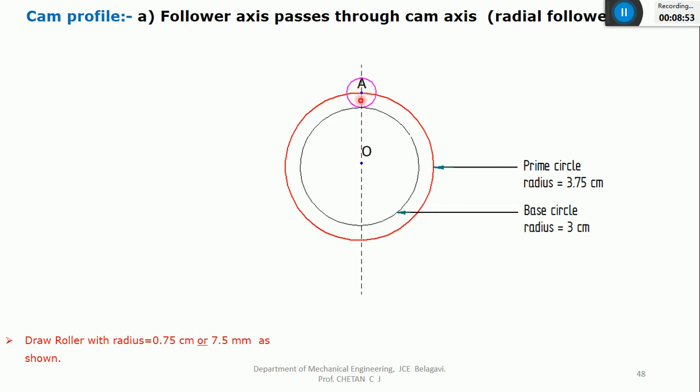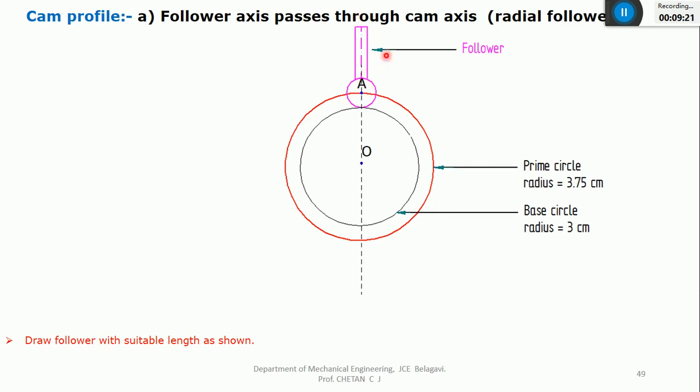Just take the center as this point A and just draw a circle. With the help of a compass, just take the radius as 0.75 centimeter and take the center as alphabet A, just draw the circle, which indicates the roller follower. And you can give the height of this follower as 3 centimeter. Because the stroke length of the follower is 3 centimeter, you can take approximately 3 centimeter.